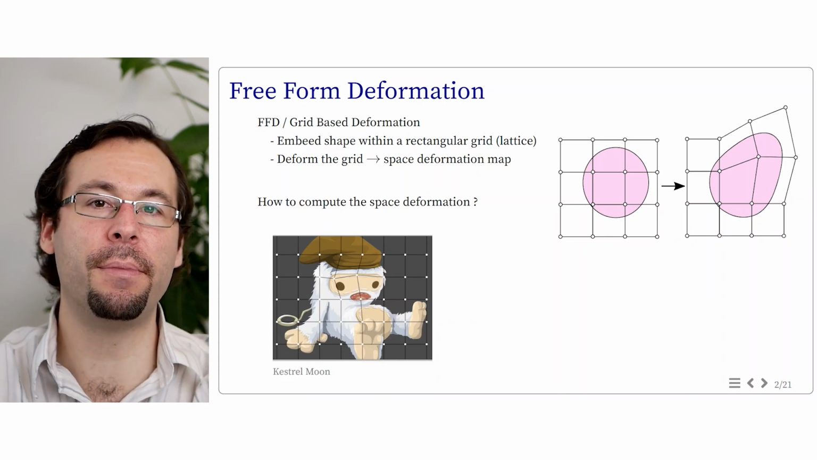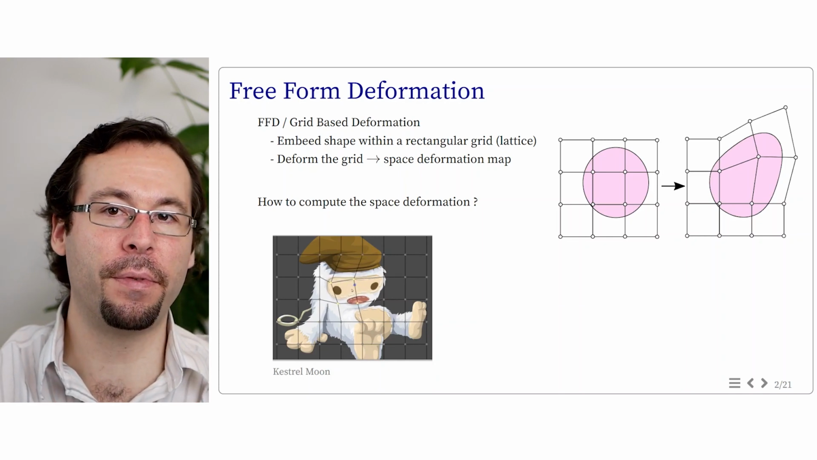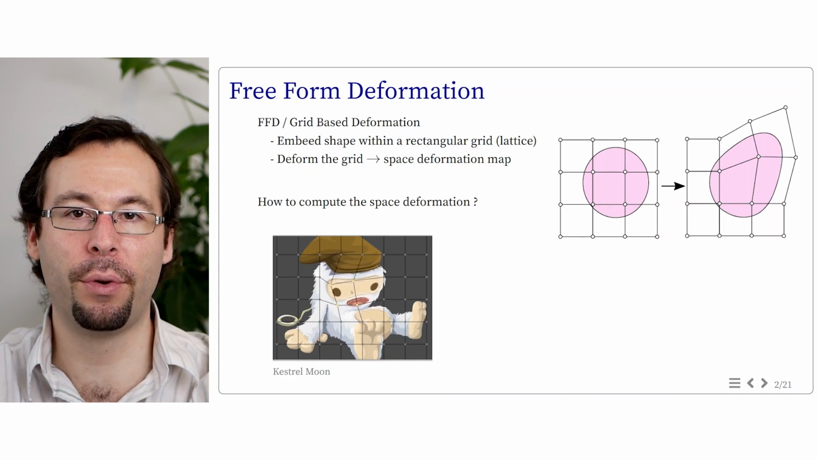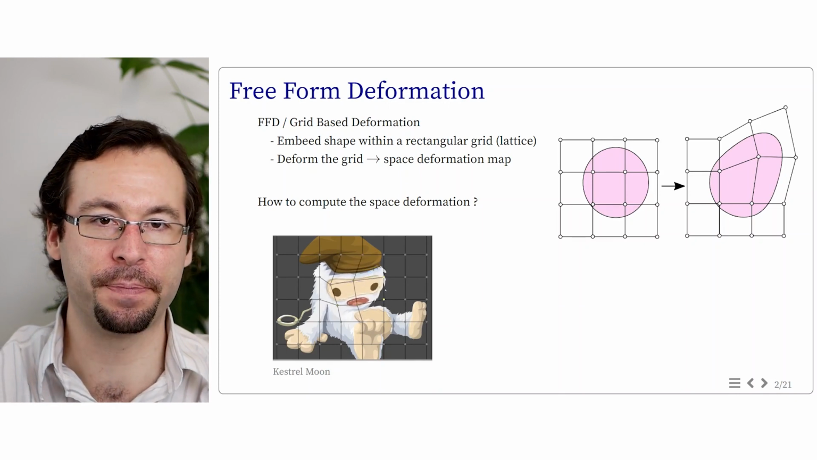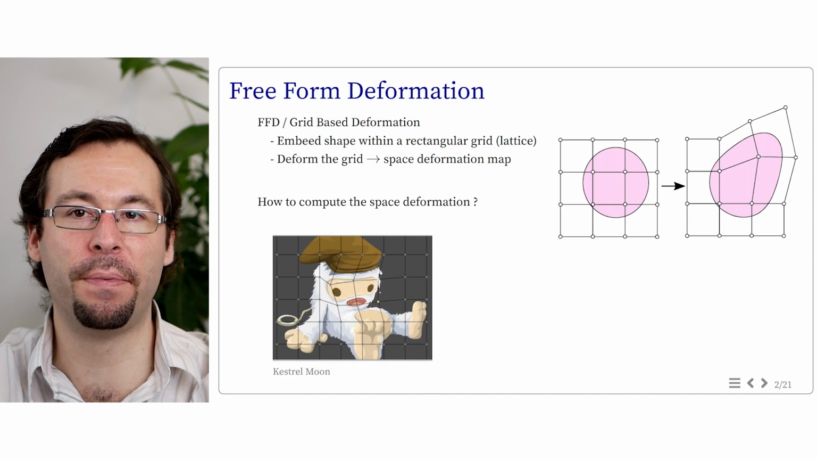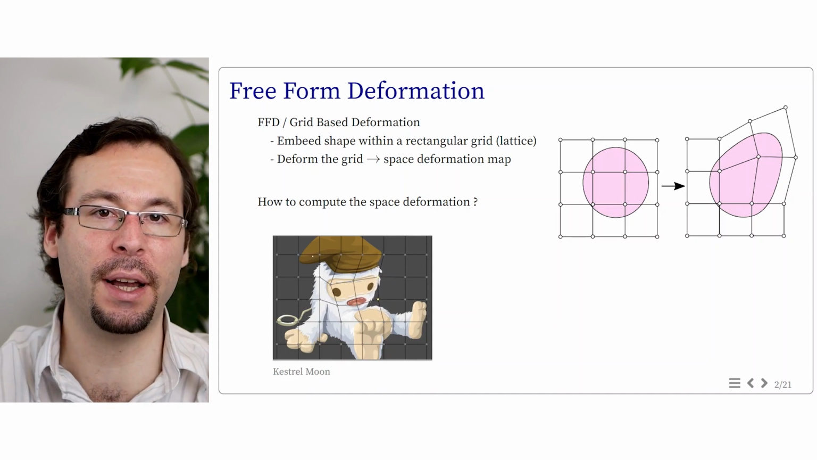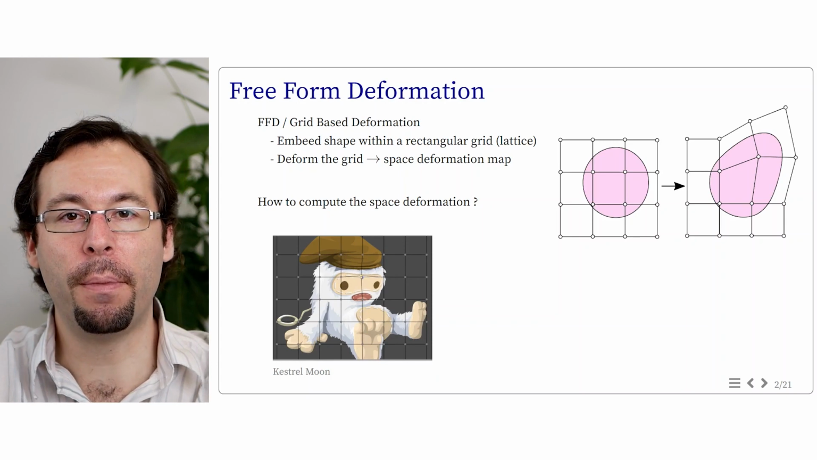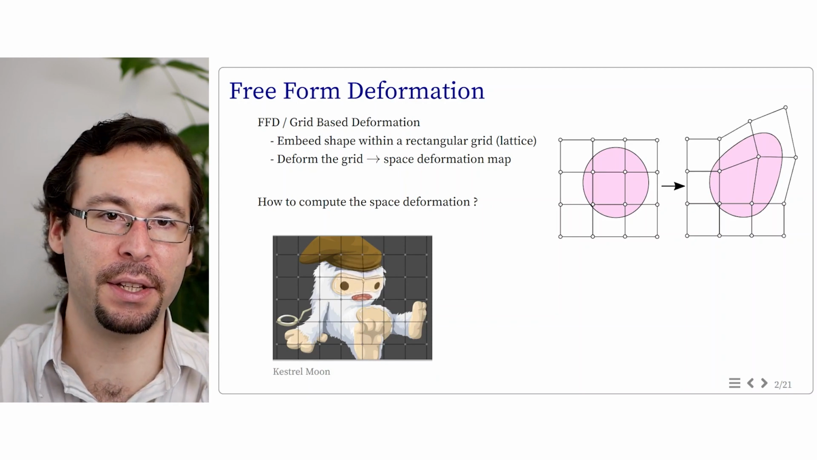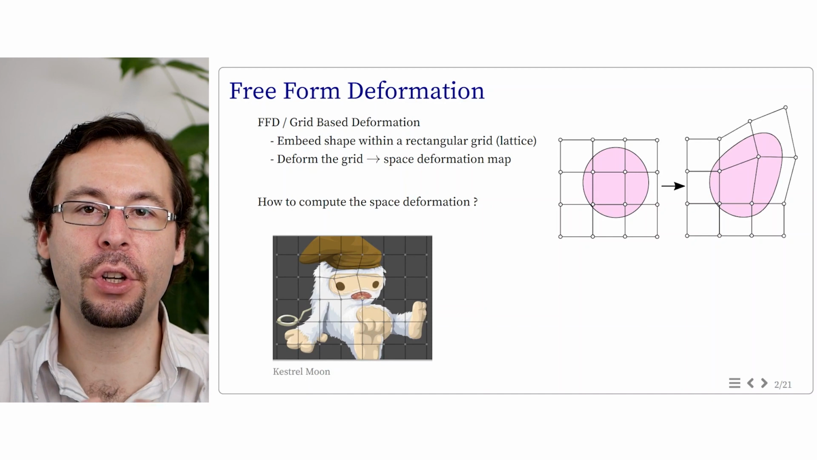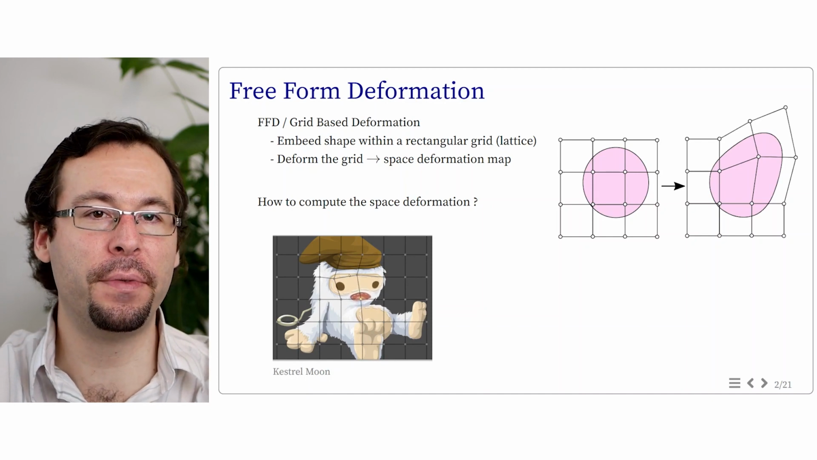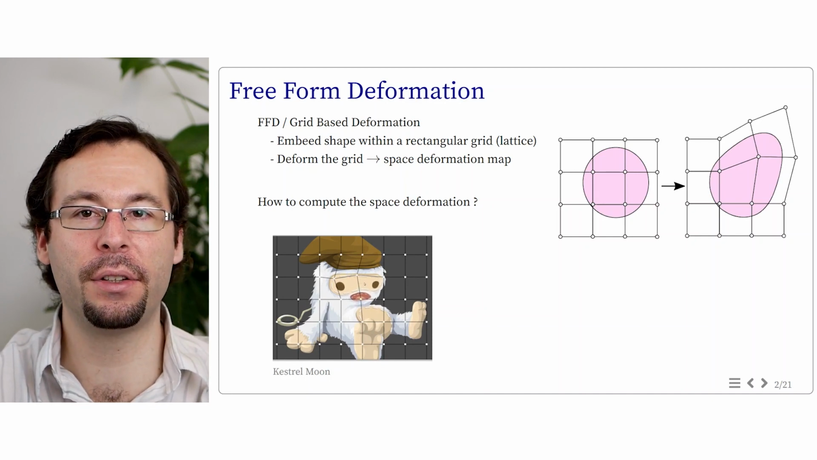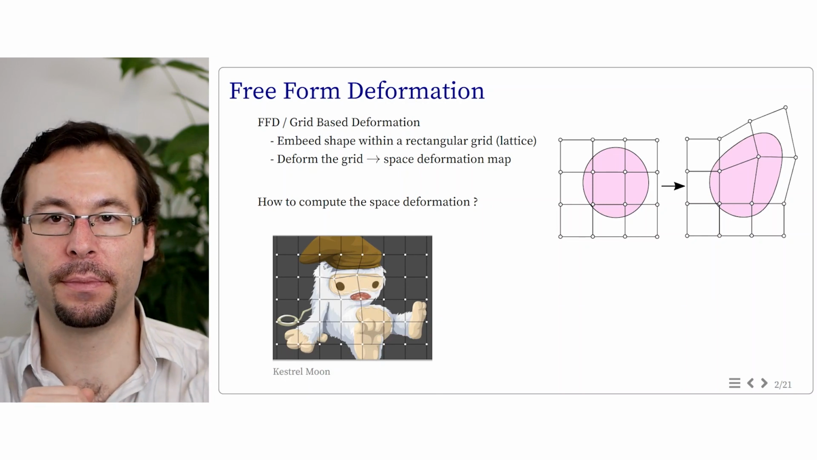So this method is commonly used to apply local deformation or warping on 3D shapes and 2D images. You can see an example of its use in professional 2D software. It's also one of the common methods used to deform medical images for retargeting purposes, for instance. So the question is, can we compute this spatial deformation based on the grid modification?